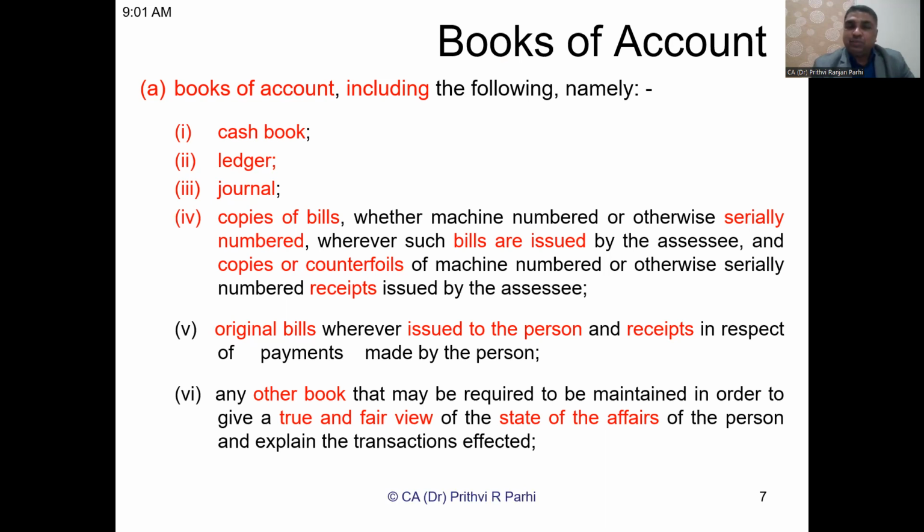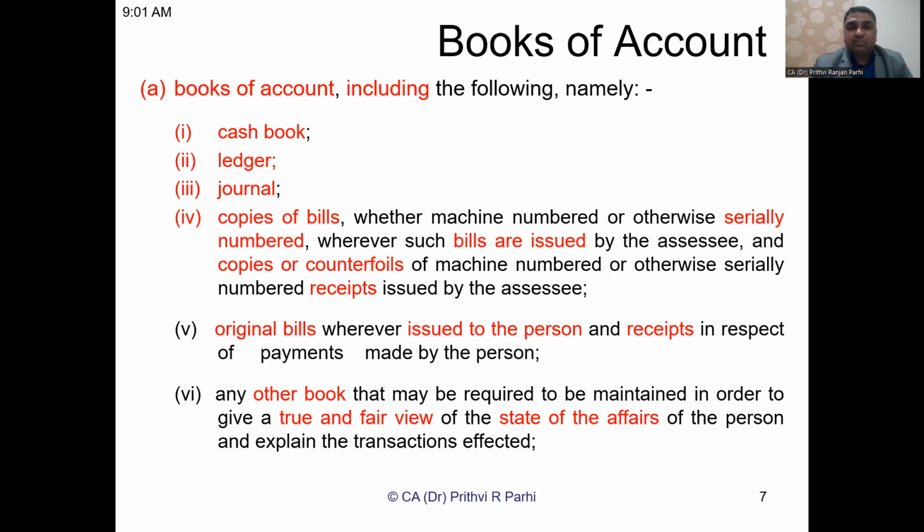If a bill is issued, then the copy has to be kept, right? And the original bills, if such a bill is received, that means some third party has issued a bill, that original bill should be available and has to be kept. And if payments are made, that receipt also has to be kept.